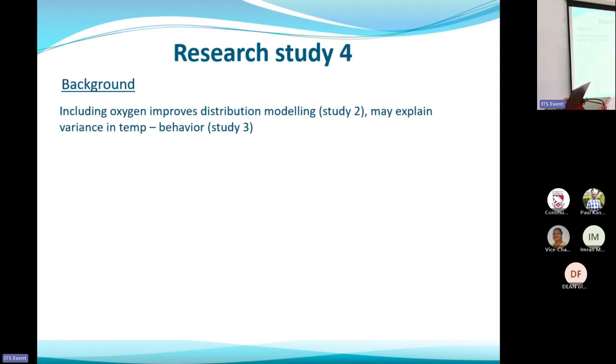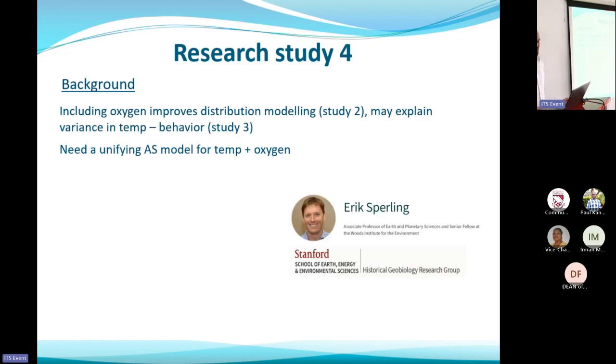Clearly from research studies 2 and 3, while we did find utility in aerobic scope models, both of them suggested that not including oxygen contributes to variance and variability in the data. So what we needed was a unifying aerobic scope model for temperature and oxygen availability. As I was coming to terms with this, I was fortunate to be reached out to by Eric Sperling at Stanford University to go over to America and do a postdoc. He works in a historical geobiology lab, and they look at extinction patterns in deep time.